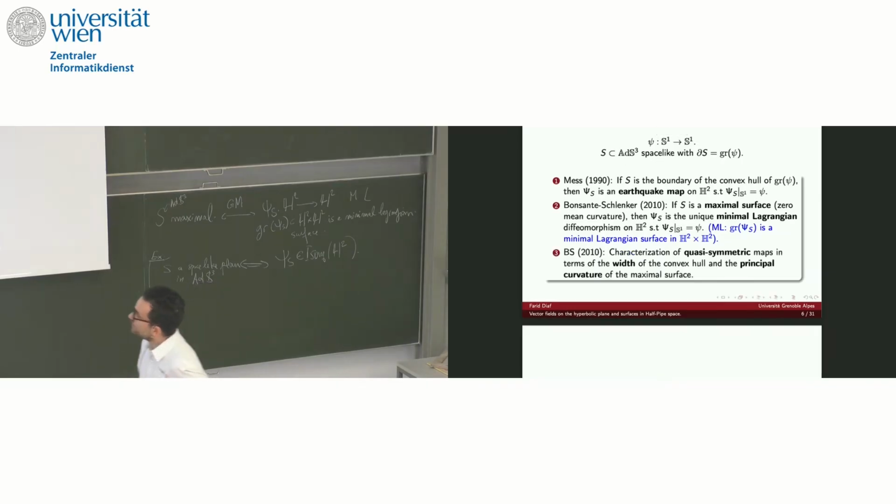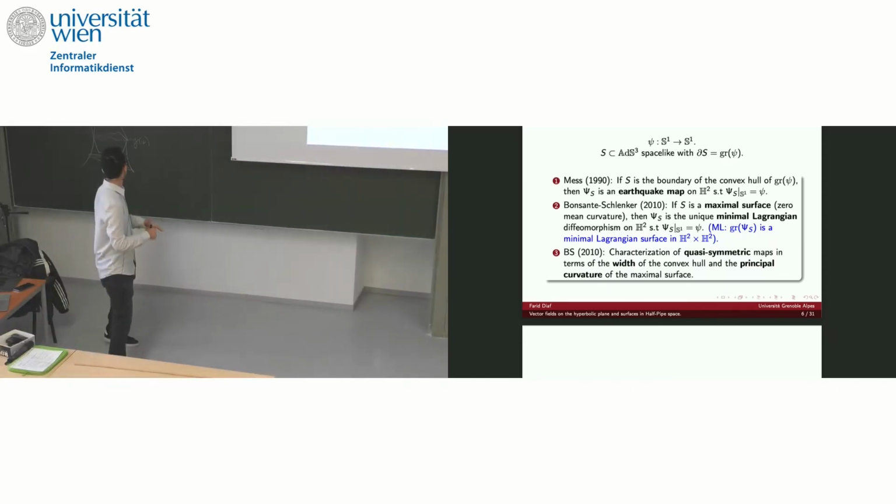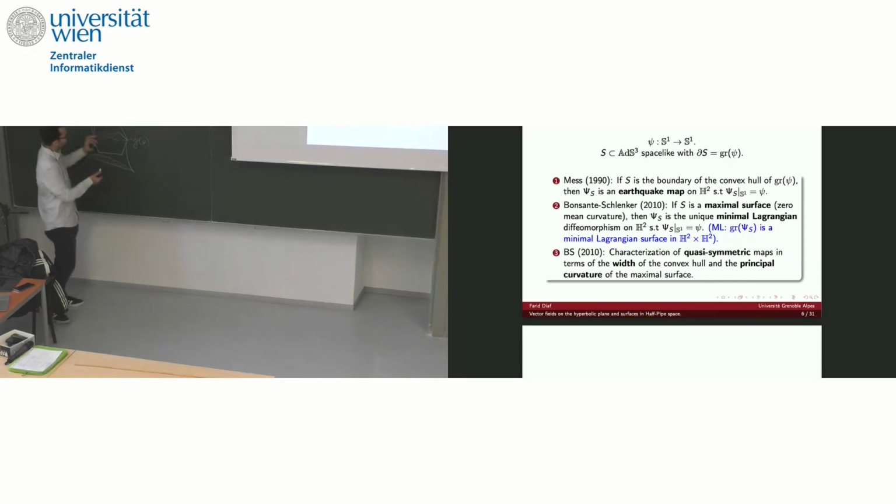And there are also other results which aim to characterize the regularity of my homeomorphism using, for instance, the maximal surface. So for instance, there are characterizations of quasi-symmetric homeomorphisms in terms of the principal curvatures of the maximal surface. So we could play the game of characterizing the regularity of this curve using some geometric quantity of anti-de Sitter space.